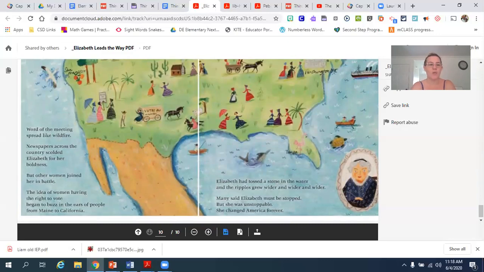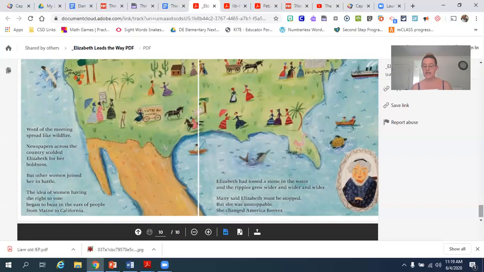Word of the meeting spread like wildfire. Newspapers across the country scolded Elizabeth for her boldness, but other women joined in her battle. The idea of women having the right to vote began to buzz in the ears of people from Maine to California. Elizabeth had tossed a stone in the water, and the ripples grew wider and wider. Many people said Elizabeth must be stopped, but she was unstoppable. She changed America forever.